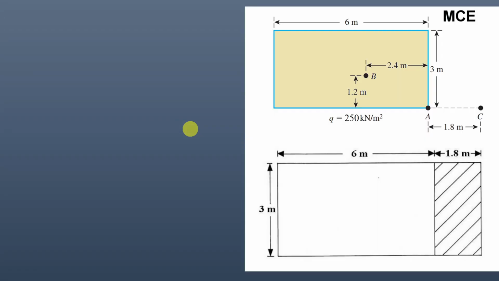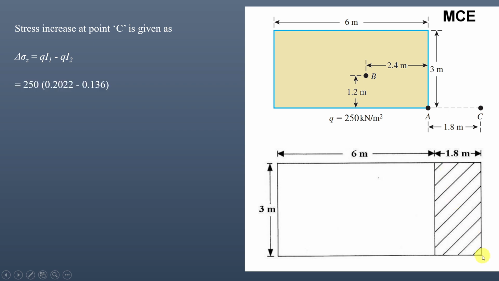So the stress increase at C will be the stress increase at the corner of the large rectangle minus the stress increase for this small rectangle at this corner point C. So it will be 250 multiplied by 0.2022 minus 0.136, which is 16.55 kilopascal. This will be the stress increase at point C at a depth of 3 meter.